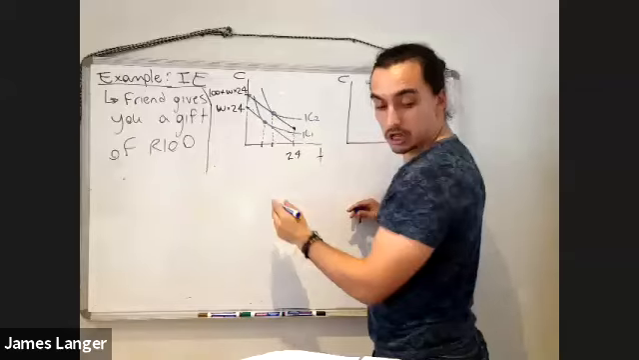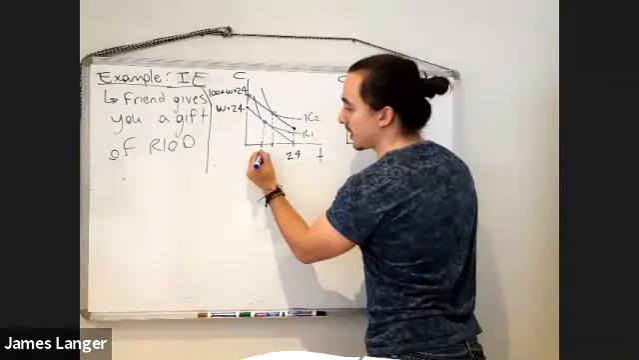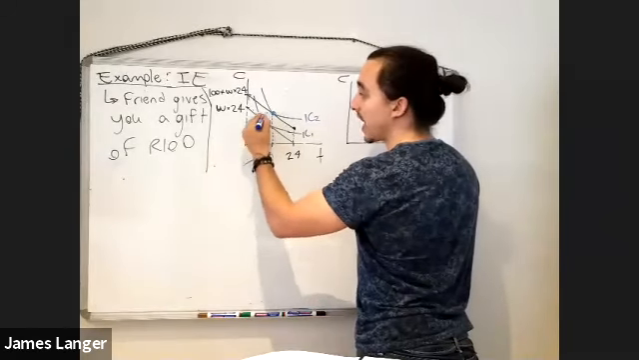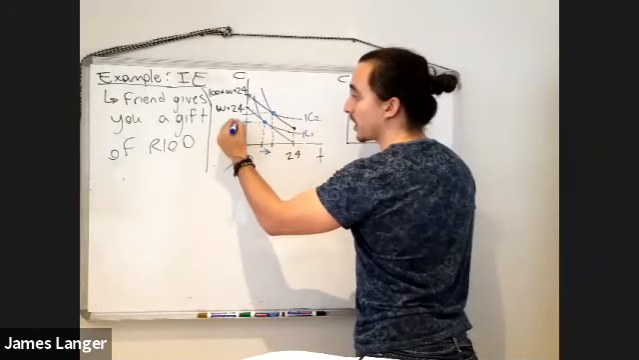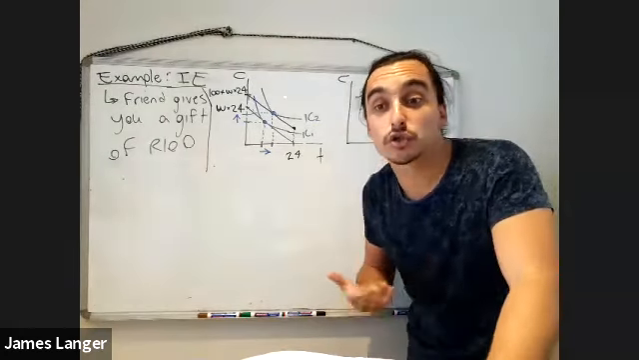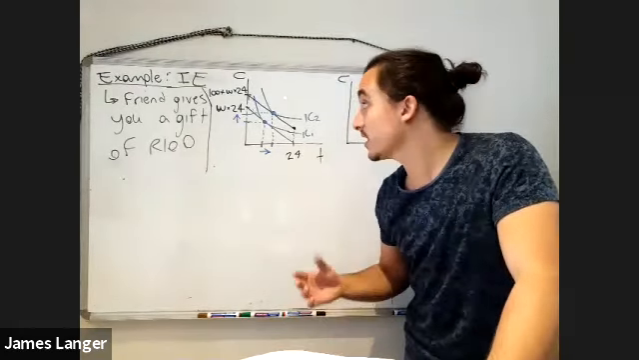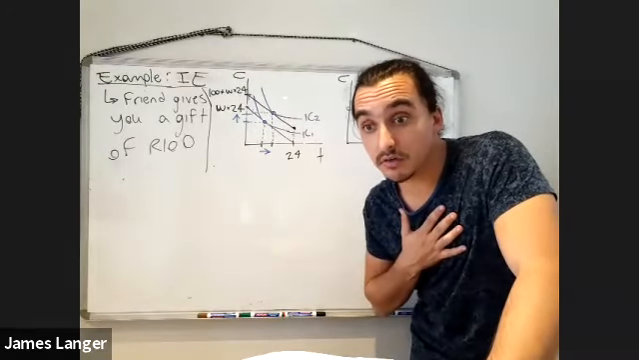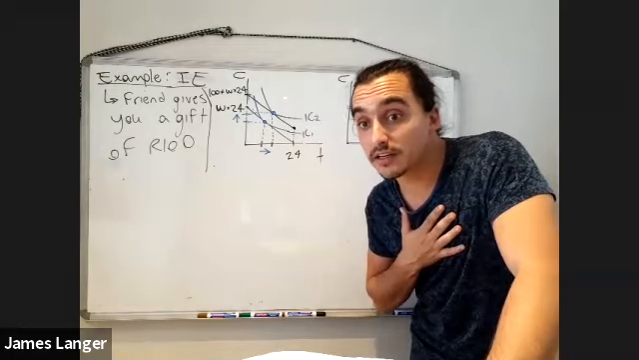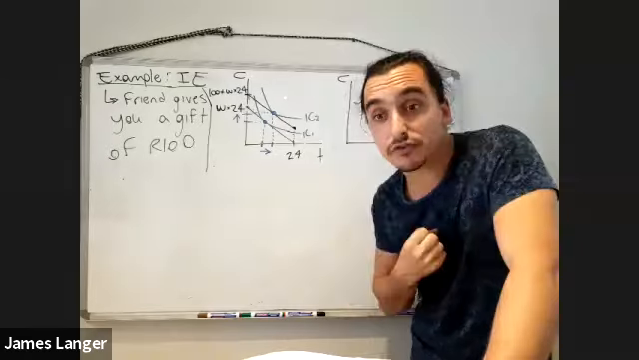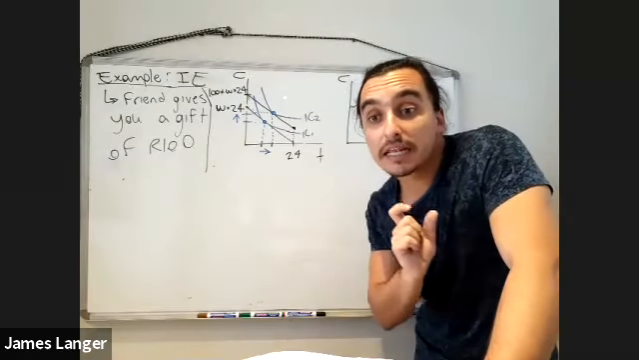So as a result, I'm going to increase my leisure. I still end up with more income as well, but I'm going to use a little bit of that 100 Rand to just work less. Does everyone understand that? Okay, so someone's given you 100 Rand, but you've decided to say, you know what? I'm going to take that 100 Rand and I'm going to work a little bit less.